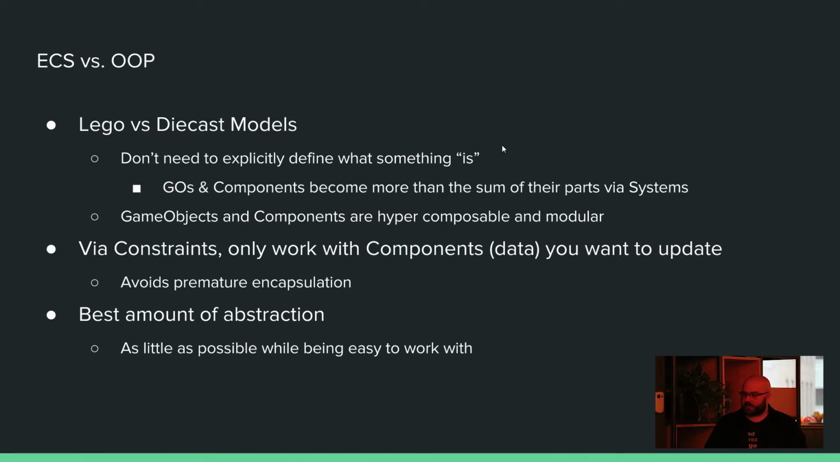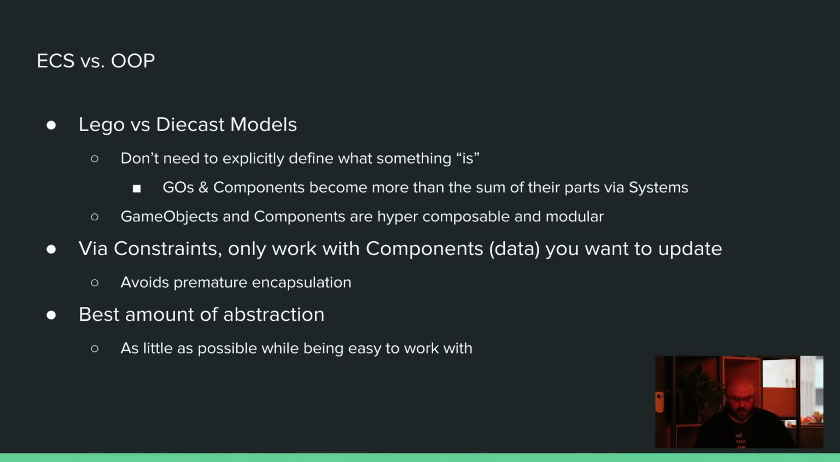So with this method, and this is just an extension of the game object and component model from Unity, we don't have to explicitly define and keep up with what something is. We don't have to say that this thing in our game is the player, and this thing in our game is a chair, and this thing in our game is an enemy, etc. Because of the functionality provided by the systems and all the different ways we can combine components on game objects, components become more than the sum of their parts.